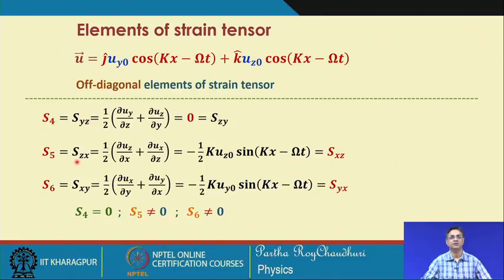Interestingly, they involve z and x, and x and y. X is the direction of propagation and z is the polarization. Similarly, x is the direction of propagation and y is the polarization. So, these two terms are surviving because of the x propagating wave with z polarization, and the x propagating wave with y polarization. Therefore, these two terms are non-zero.